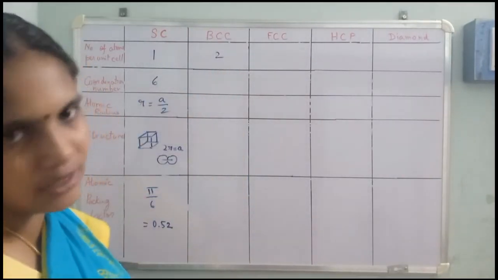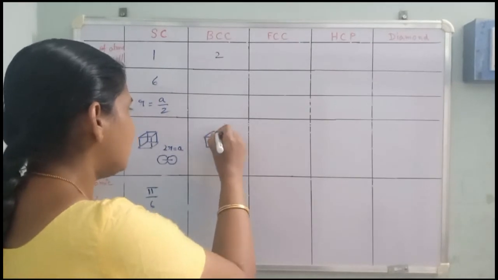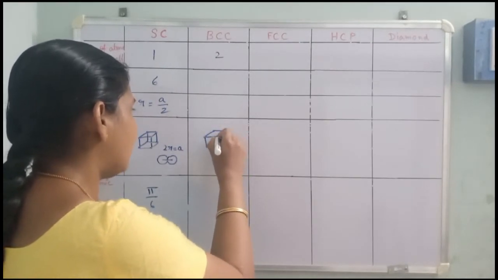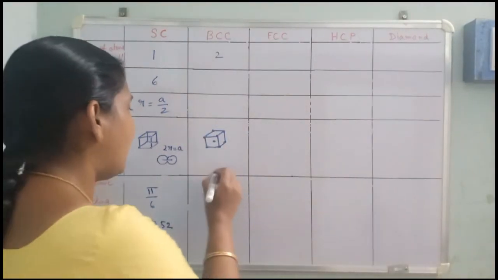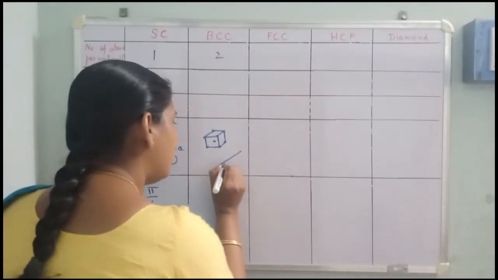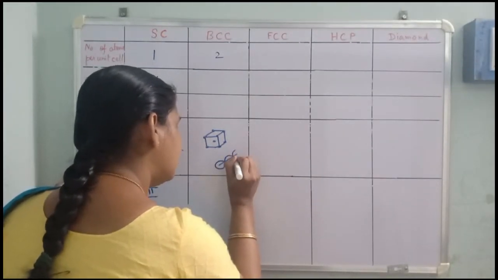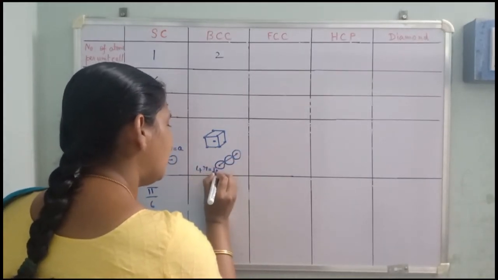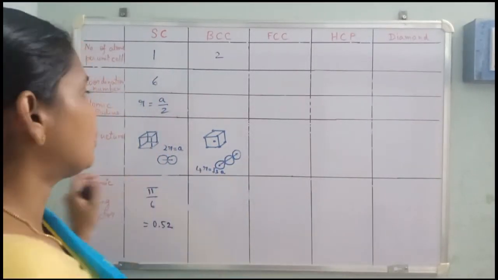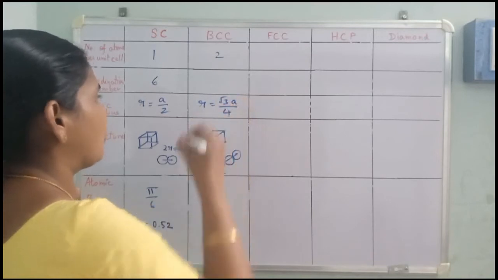In case of body-centered cubic structure, there are 2 atoms per unit cell: 8 corner atoms, and in addition to the 8 corner atoms, there is a body-centered atom. And atomic radius in this case is given by the body diagonal. The body diagonal is root 3a, and hence 4r will be equal to root 3a. So r is root 3a by 4.